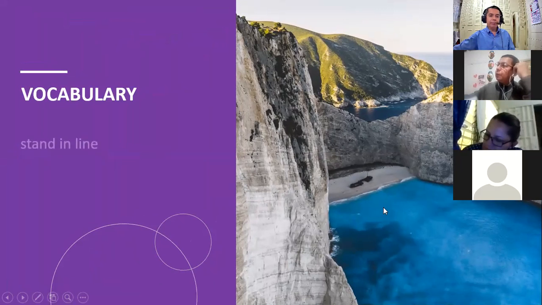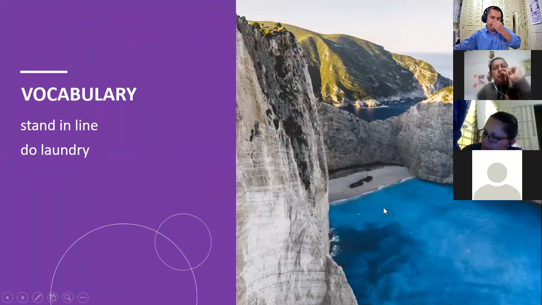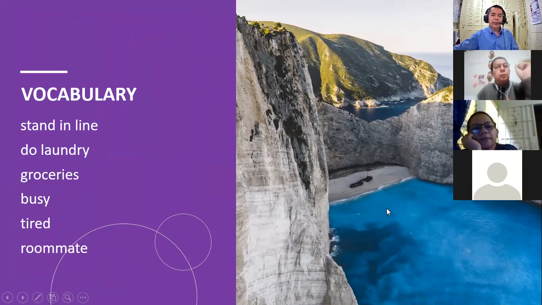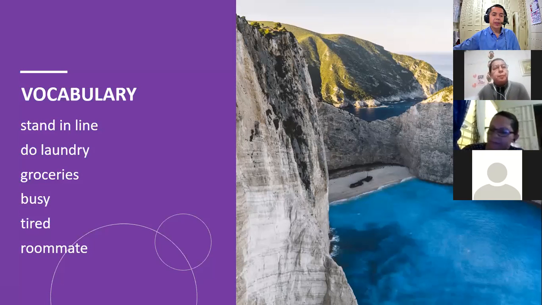Now let's start with vocabulary. Stand in line, do laundry, groceries, busy, tired, and roommate, right? Good. Now, please, repeat after me. Stand in line, do laundry, groceries, busy, tired, roommate, room, mate, roommate.